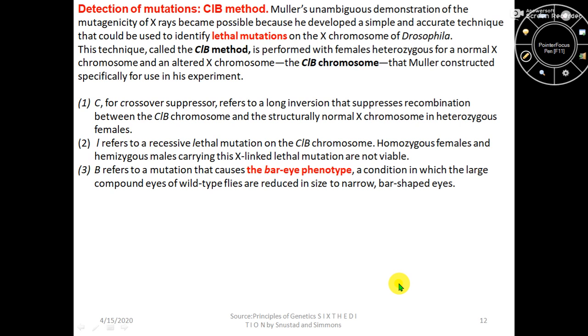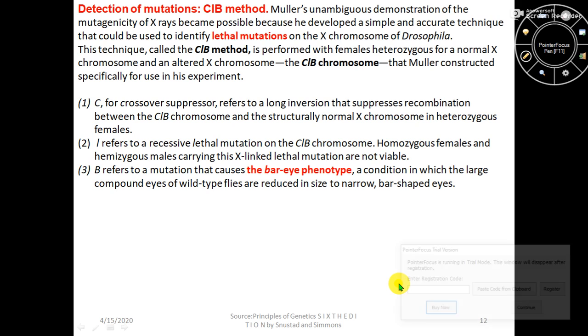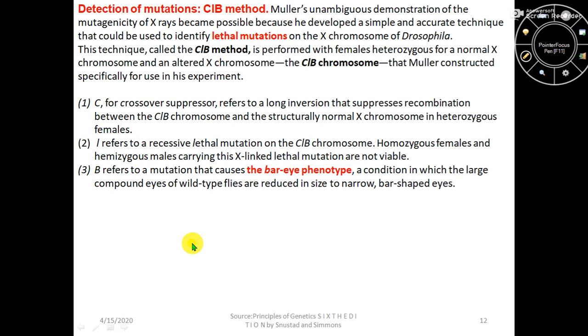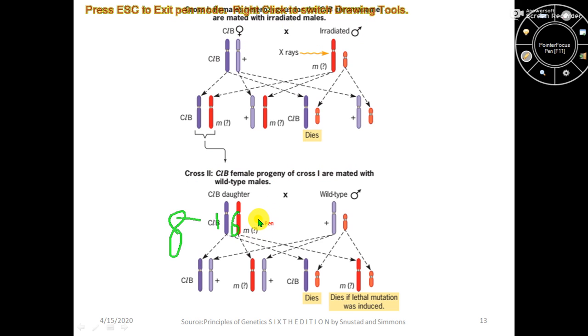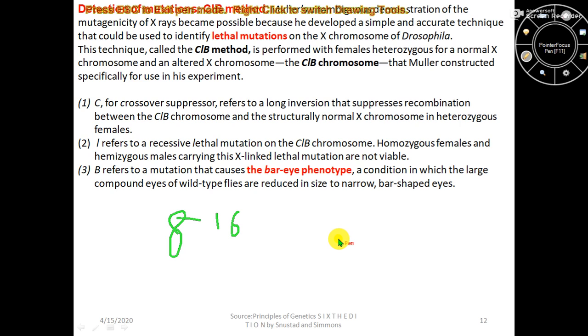What is the CLB chromosome? Why the name CLB? C stands for crossover suppressor, which refers to a long inversion that suppresses recombination between the CLB chromosome and the structurally normal X chromosome. L refers to a recessive lethal mutation in the CLB chromosome, and B refers to the bar eye phenotype. In the bar eye phenotype there is a duplication of the 16A region. Okay. So the CLB chromosome has three specific genes, C, L and B.